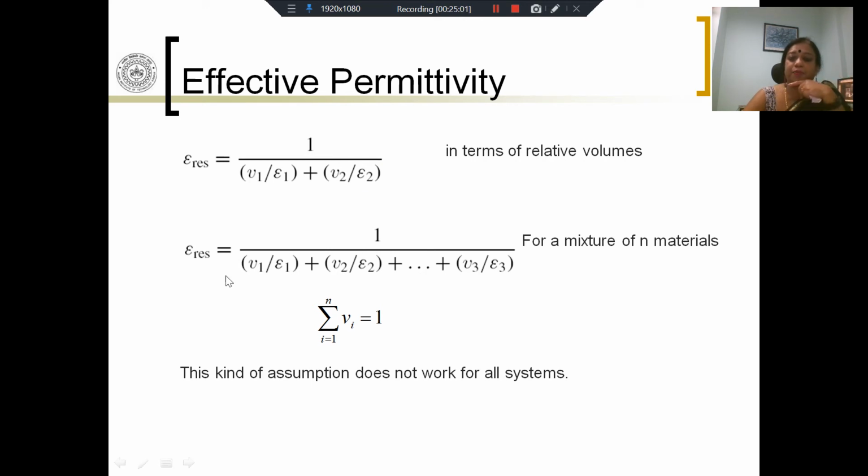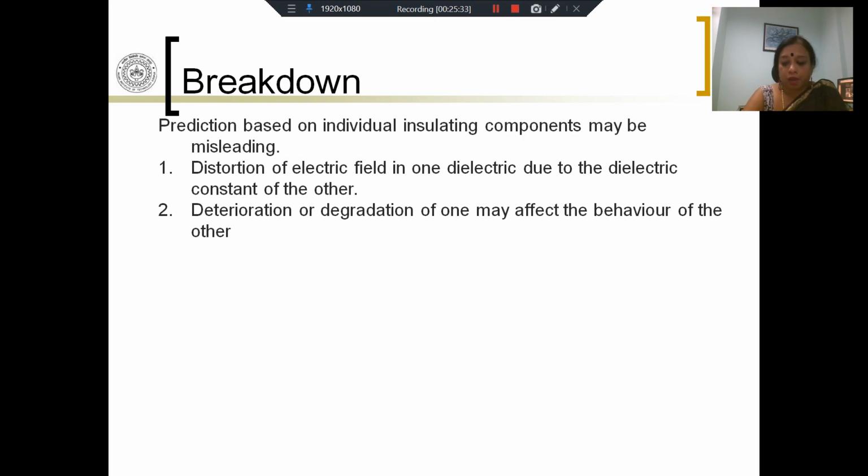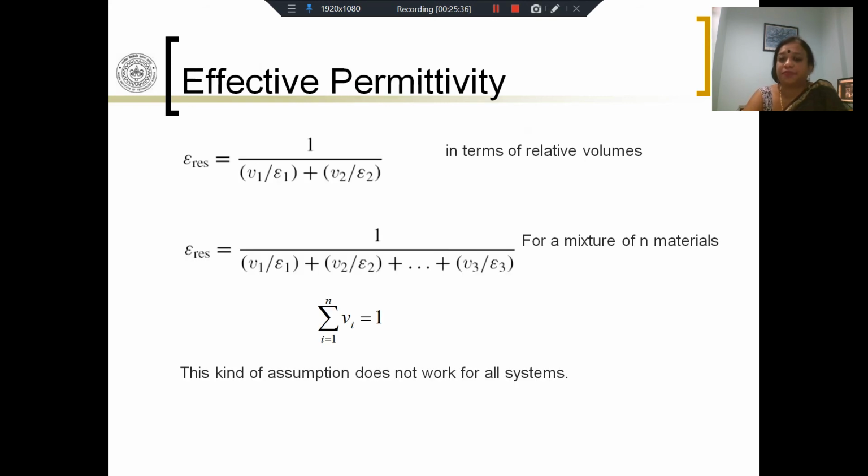Now, if I have n number of layers, it means that my resultant permittivity will be 1 by V1 by epsilon 1 plus V2 by epsilon 2 plus V3 by epsilon 3, and so on and so forth, up to Vn by epsilon n, provided summation Vi is equal to 1. So these are volume fractions. This kind of assumption does not work for all systems. This works only for finite parallel layers. What happens when we do not have finite parallel layers but we have uniform dispersion? We will discuss later. For the moment, we will stick with parallel layers.